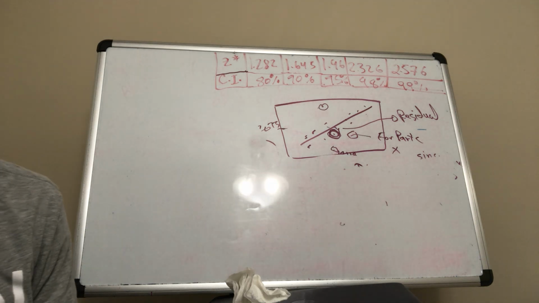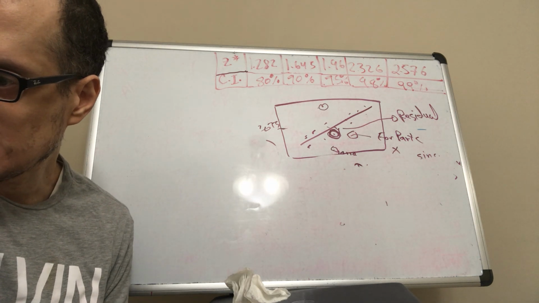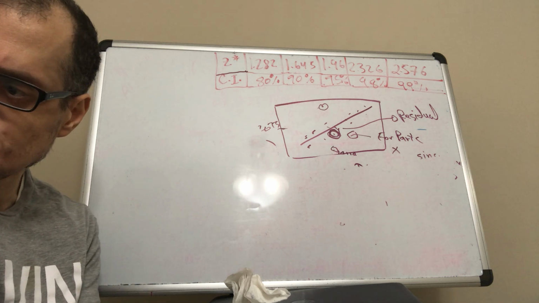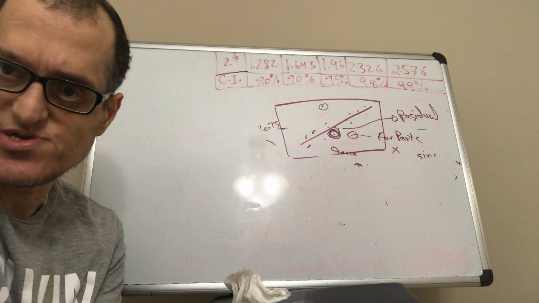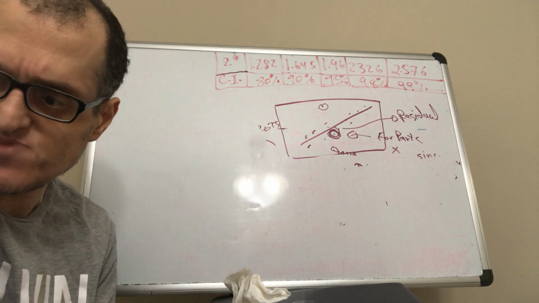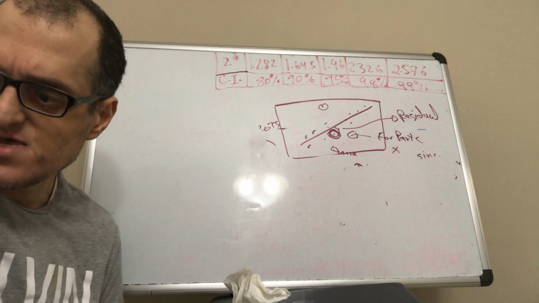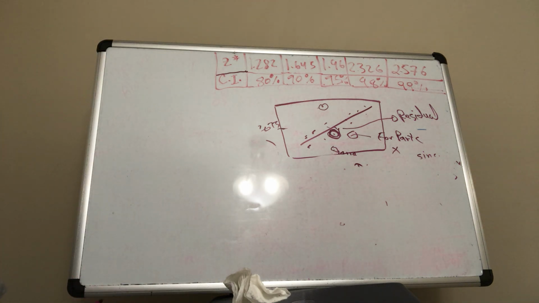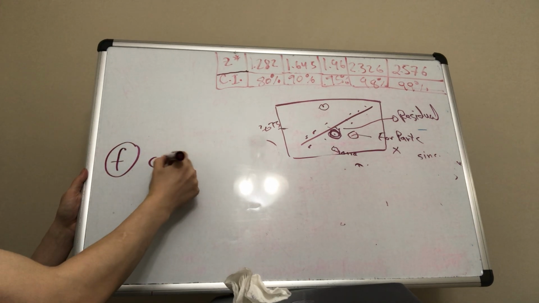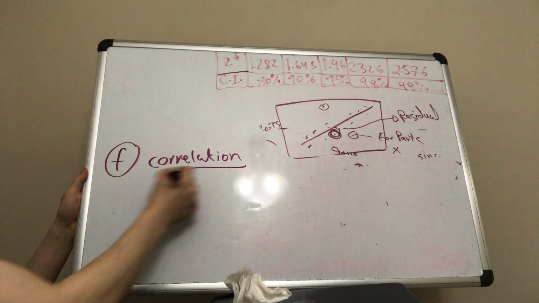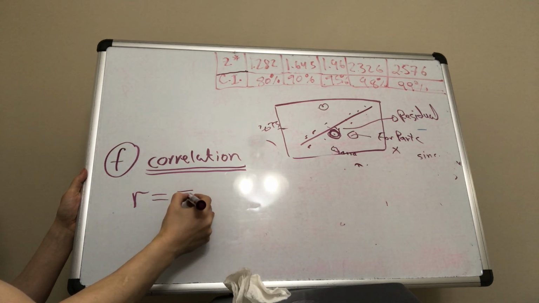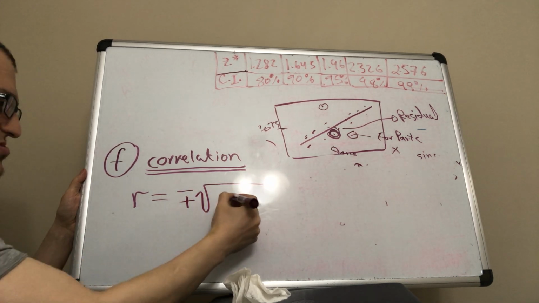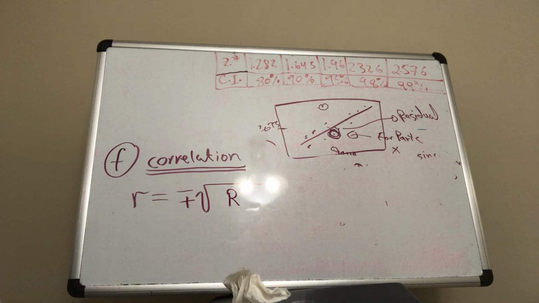In F, calculate the correlation coefficient. And yeah, someone answered this, I don't know if it was a TA or a prof. 90% of the answers provided on the actual exam are right, but there are some mistakes in some areas. This is one of them. The question here says, calculate the correlation coefficient. So we're calculating correlation. Correlation is R. And you say R equals plus or minus the square root of your R squared.